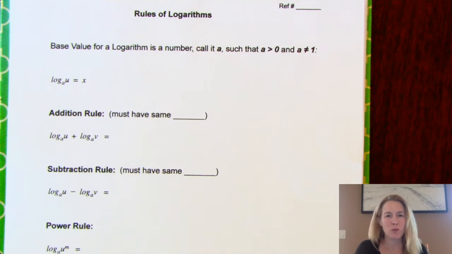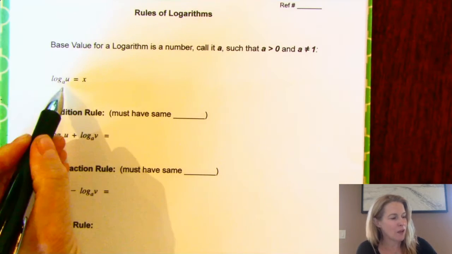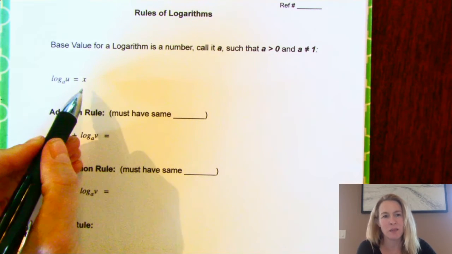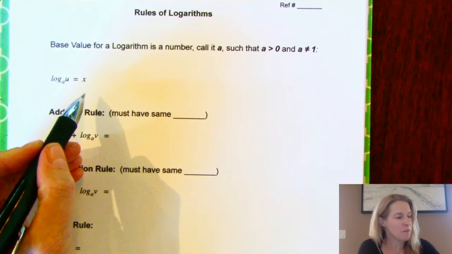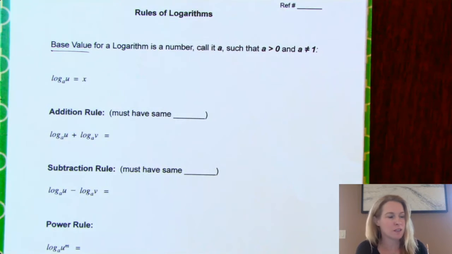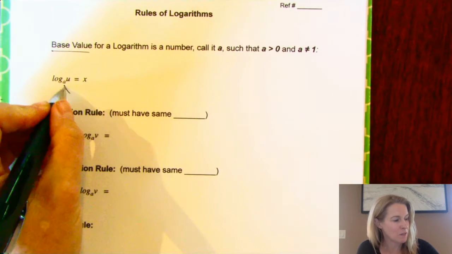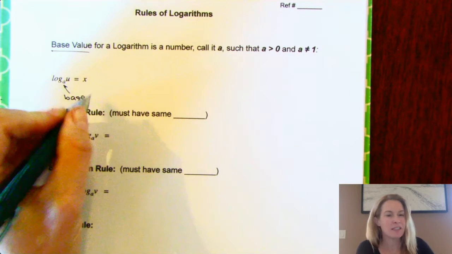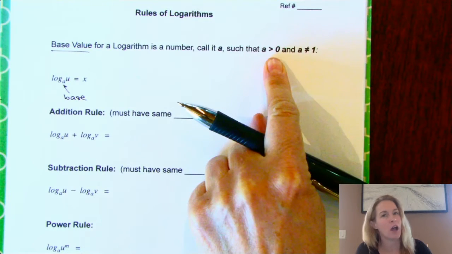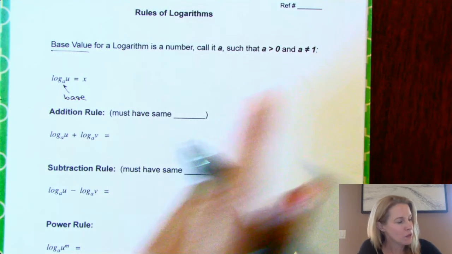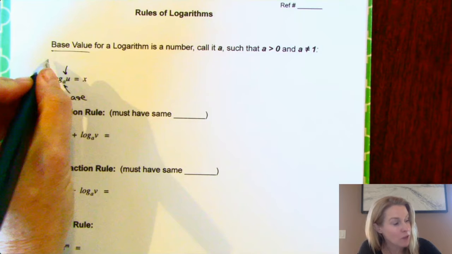Let's review some of the rules of logarithms. So log base a of u equals x is a typical logarithm statement. The base value for the log is this number a here. This is a base, and it has to be greater than 0, and it cannot be equal to 1. The u value here is known as the argument.